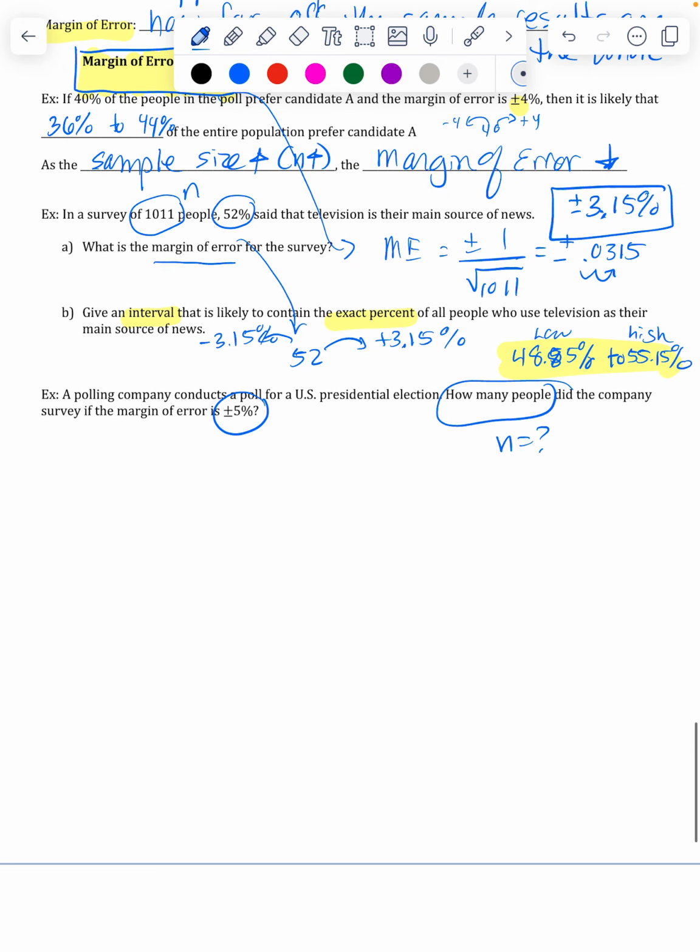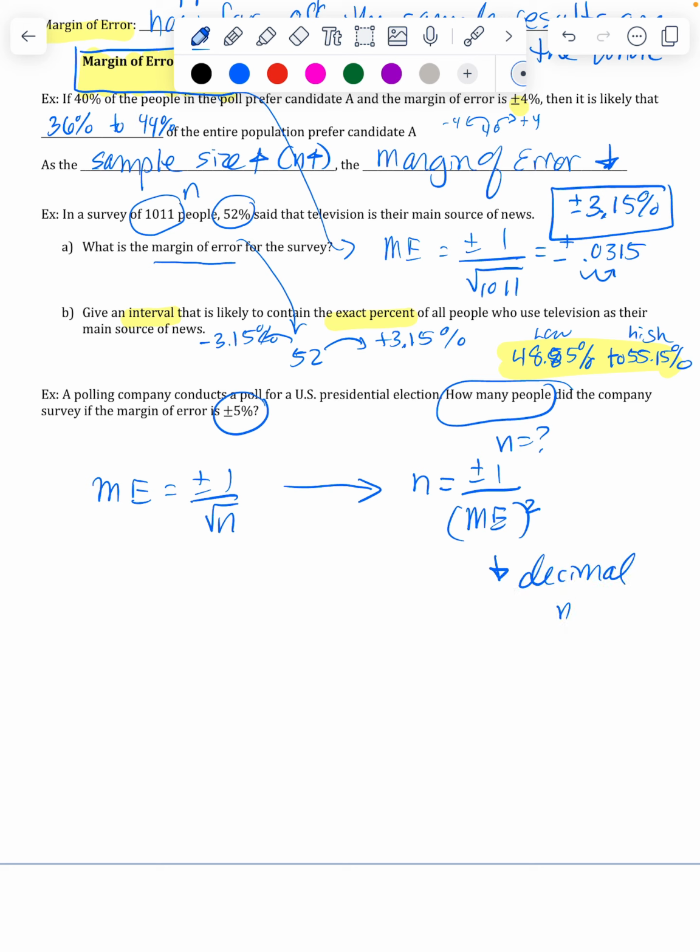What I'm going to do is take my margin of error formula and I'm going to rearrange it. What happens then is I end up with N up here, number of people, and that will equal plus or minus 1 over my margin of error squared. But this has to be a decimal, not percent.